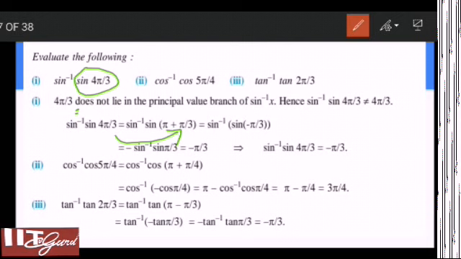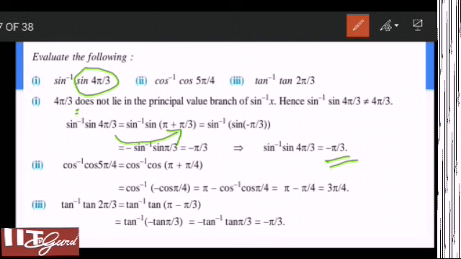So sine inverse of minus x equals minus sine inverse x, so simply we say minus sine inverse sine pi by 3. Now sine pi by 3 is positive, so directly you can say minus pi by 3, or you can say sine inverse sine of minus pi by 3, directly we can say minus pi by 3. So the result will be minus pi by 3.